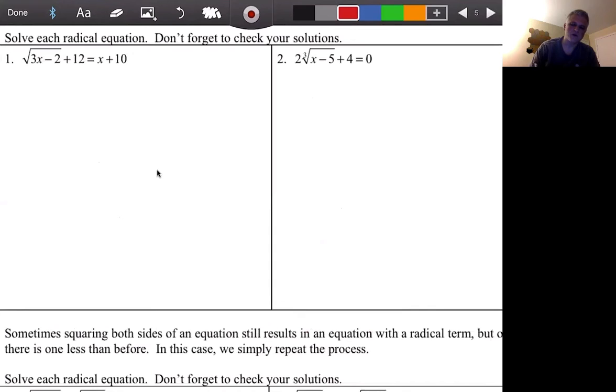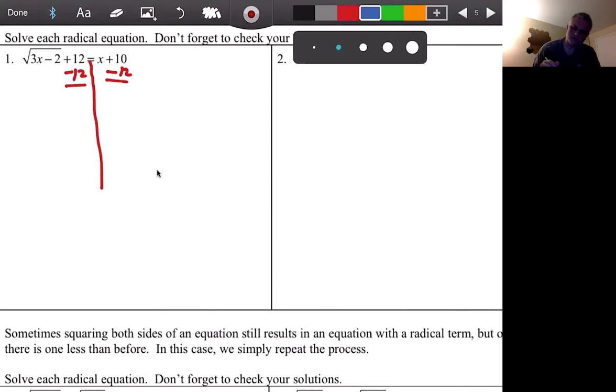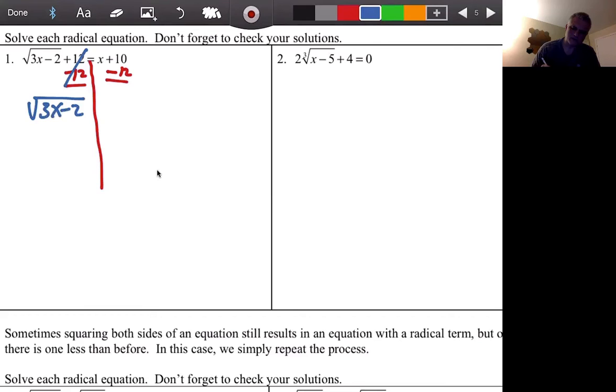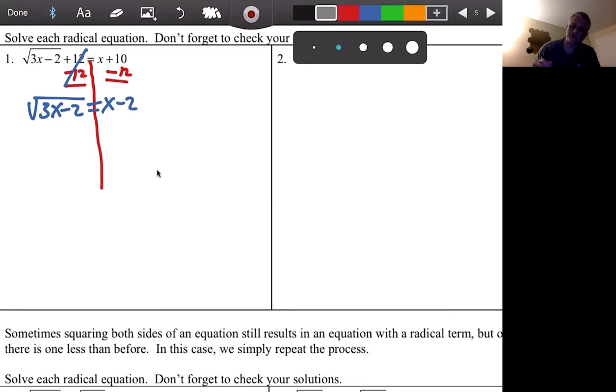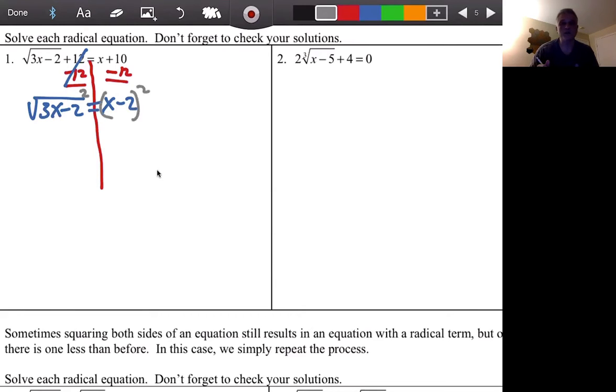Okay. Let's go and try example 1. Example 1 has a square root on one side. There's a +12, so the first thing we need to do is subtract 12 from both sides of your equation. Cancels nicely. Now I've got my radical isolated, and it's equal to x - 2. Right? So now that my radical is isolated, my index is 2, even though I don't have it written, invisible math. So I'm going to square both sides of my equation.